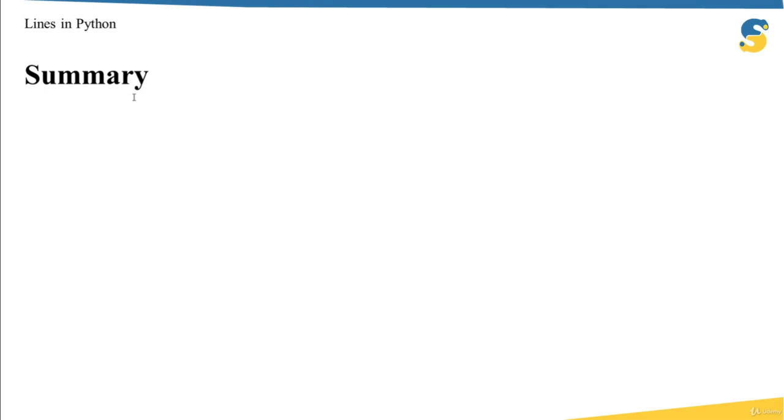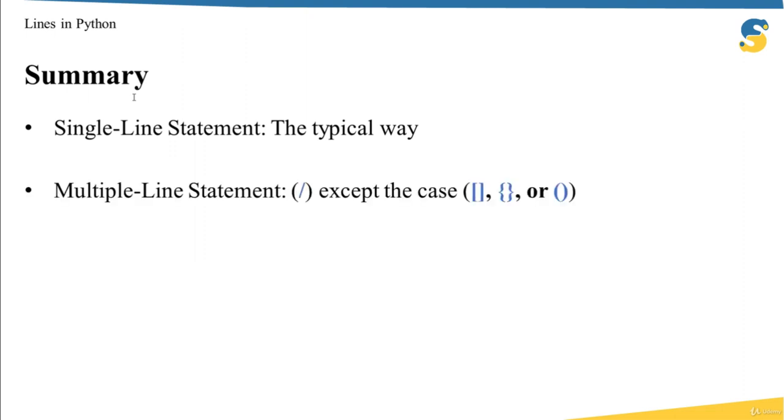Now let's recap what we have learned in this lecture. First of all, we can write single line statements, and this is the typical way, or let me say the default way. If you want to write one statement over multiple lines, you have to use the continuation line character at the end of each line except the last line. And don't forget, there is an exception to this rule when we use curly braces, square brackets or parentheses. In Python, you can write multiple statements in one line, and you have to separate these statements by using a semicolon.